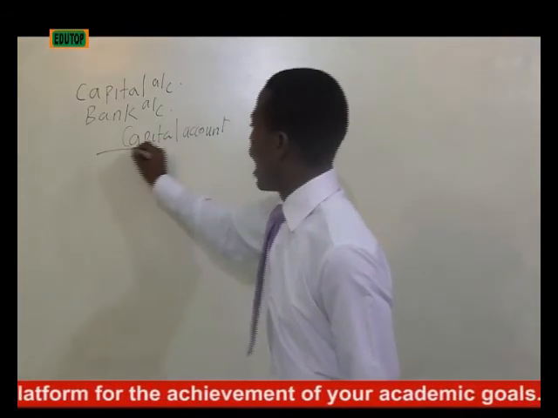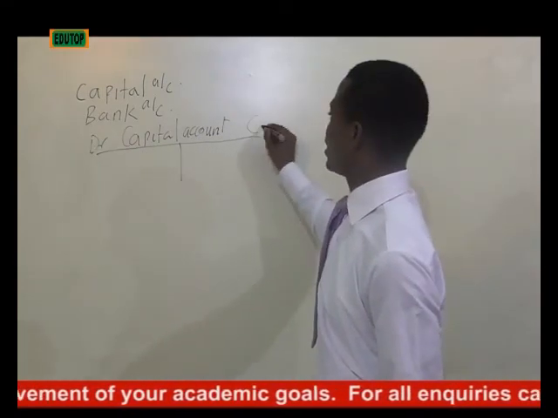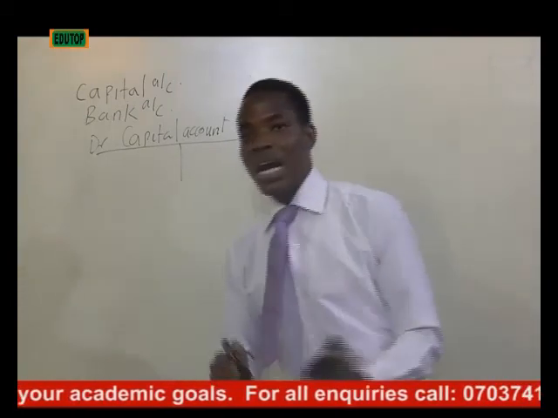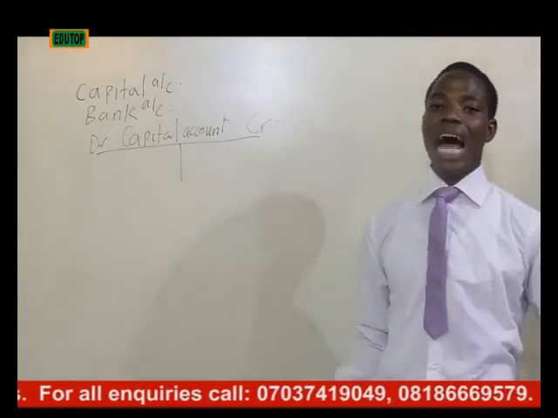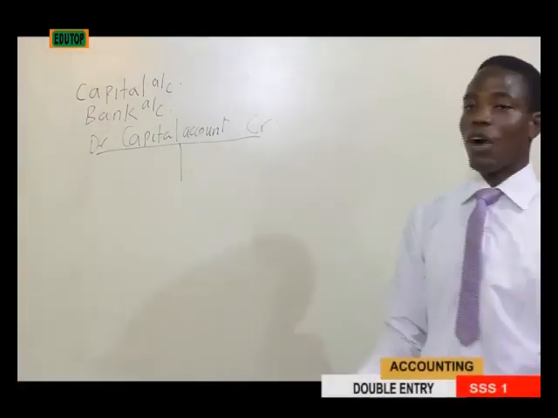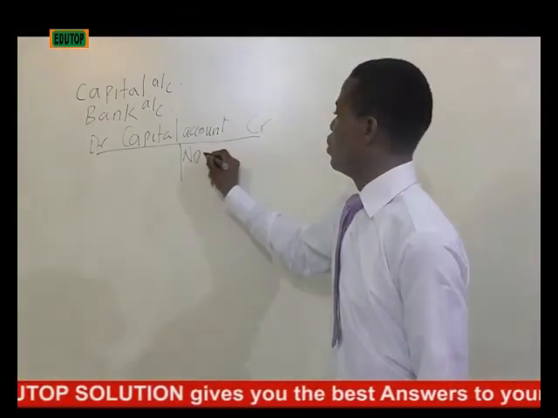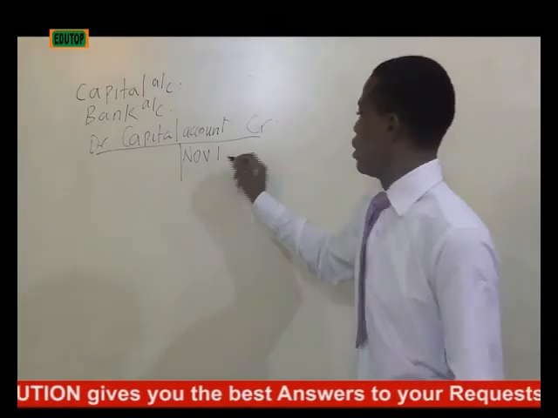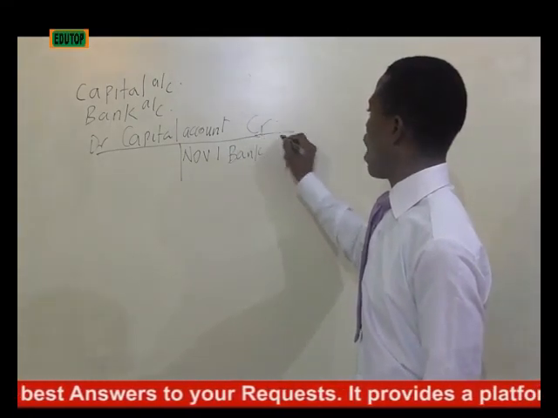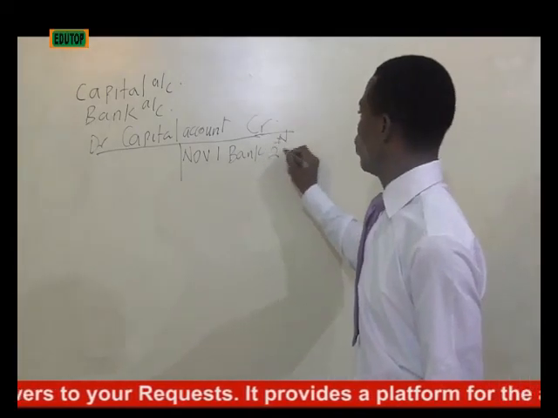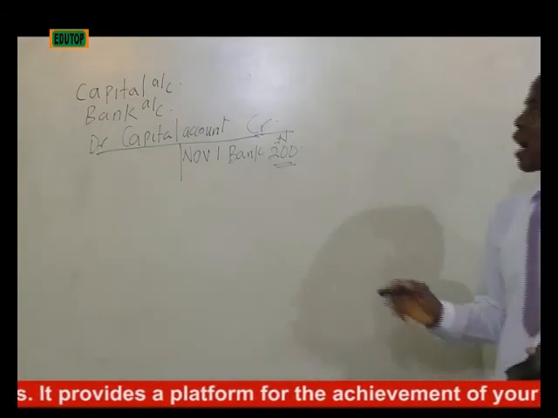This is the capital account, and this is a ledger. So this is the debit side and this is the credit side. For the capital account, we started a business, that means the money goes out. So anything that goes out must be credited. So you write November 1, bank. How much is it? It is 200 naira. So that is it for capital.